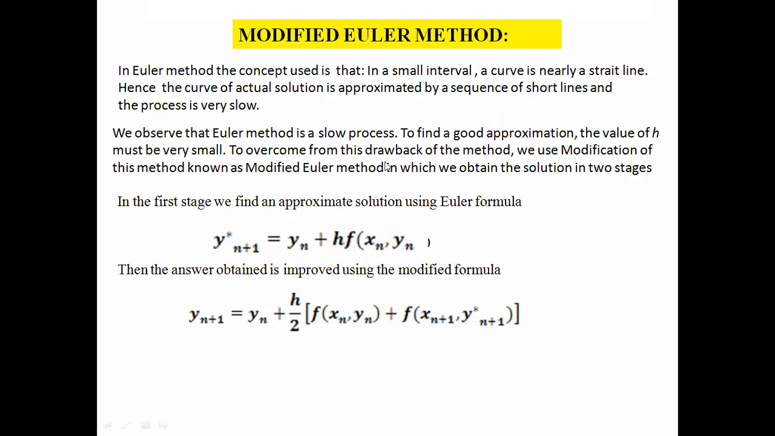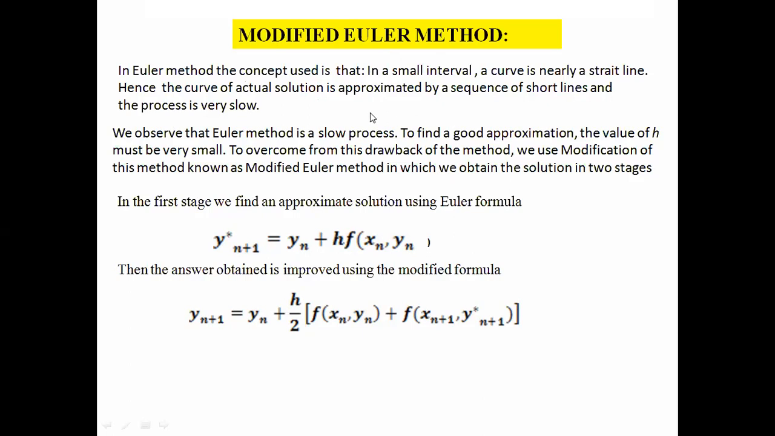So here the process is, in the previous Euler's method, what is done is we just replace the solution curve by a tangent, by a straight line. But here what we do is we take the average of the slopes of the tangents at the points x0, y0 and x1, y1. So that is done by the modified formula. In the modified method, the solution is obtained in two stages.